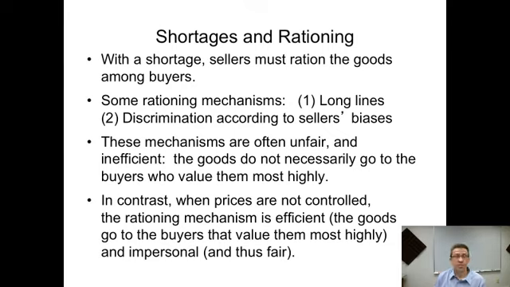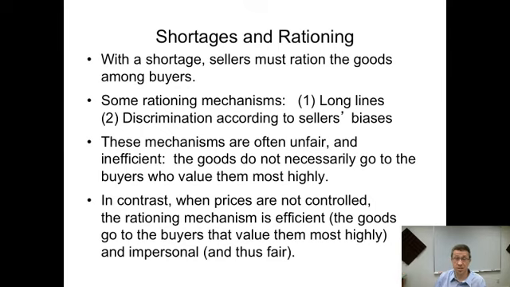So when you have something like rent control or any price ceiling, sellers must figure out a way to ration the goods among buyers, right? Those who are still willing to sell have more than enough buyers. What are some rationing mechanisms? Like, how would it be rationed? Long lines. It's one way. I mean, people could wait in lines, which is not efficient.